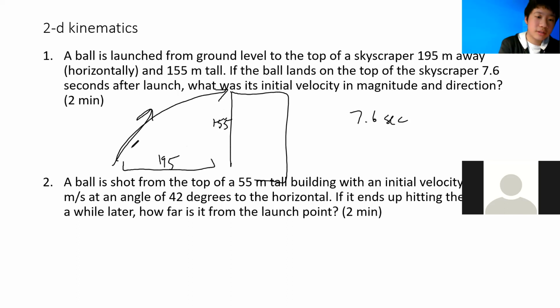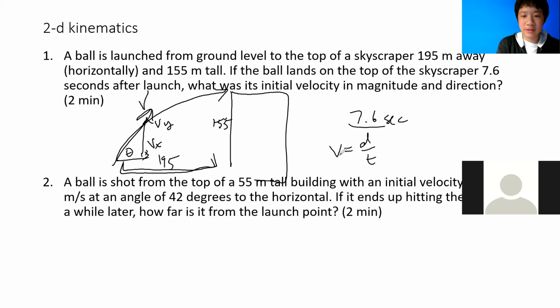So when the ball is launching, it's going to have some velocity at an angle theta, right? It's going to have some x component of velocity vx, and some y component vy. As we know in 2D projectile motion, there's no acceleration in the x direction, so our vx is going to stay constant throughout the launch. So in the 7.6 seconds, vx is going to carry the ball a distance of 195 meters horizontally, right? So we can just apply the formula v equals d over t, with horizontal velocity vx and horizontal distance dx.